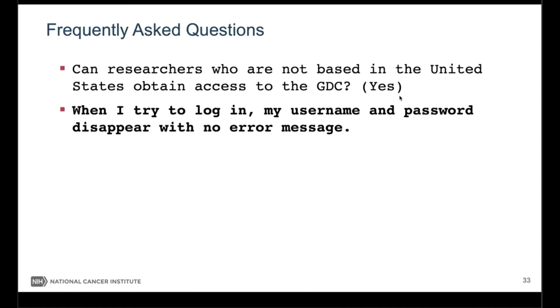So when I try to log in, my username and password disappear with no error message. Sometimes this happens. You type in your username, you type in your password, you click login, and it just takes you right back to the same page you're on, but your username and password are now gone. This is alarming sometimes, but this is actually a quirk of the login system. This usually signifies that your ERA Commons password needs to be reset. So to fix that, I would go to the ERA Commons website, click on forgot/reset password, and then your username and password should be working once you go through that process.